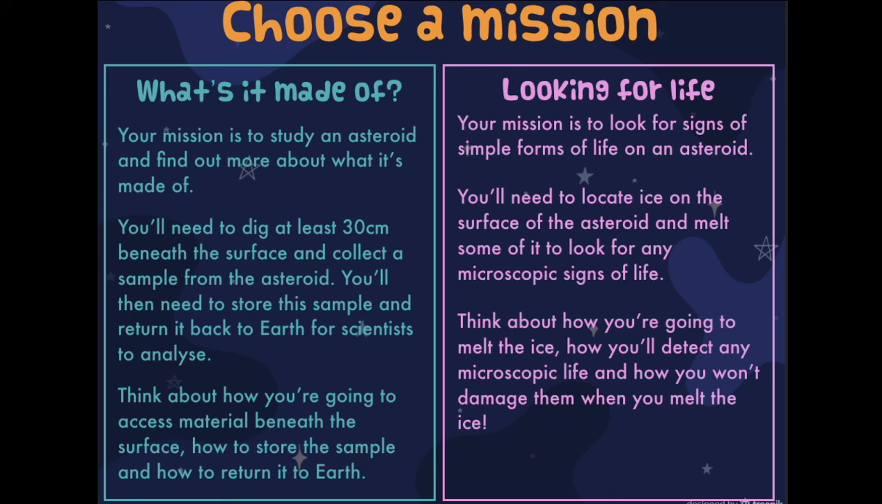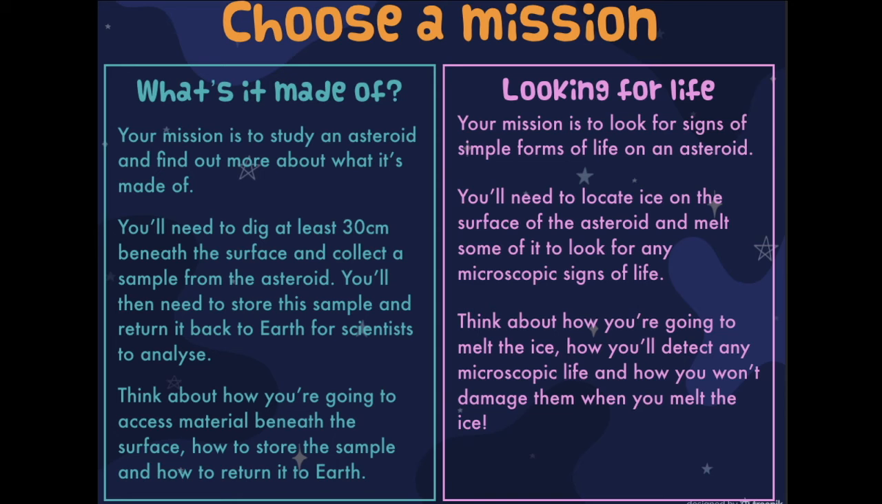Now the second possible mission you can do is looking for life. So your mission is to look for signs of life on an asteroid. Now to do this, you'll have to locate some ice on the surface of the asteroid. You're going to have to melt some of it to try and see if there's any microscopic signs of life that was inside that ice. Think about how you're going to melt the ice to turn it into liquid water to try and look for this life, how you're going to detect any microscopic life, and how you're going to make sure you don't damage it when you melt the ice.